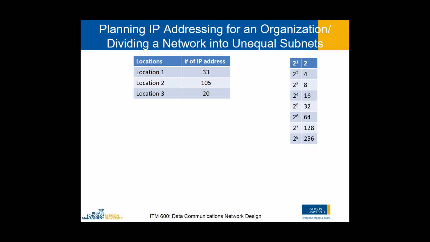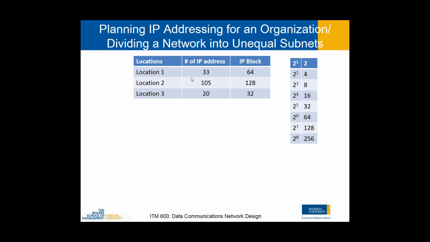The number of IP addresses in a network or subnet must be a power of 2. That means you can have a network or subnet with 2 IP addresses, or 4, or 8, or 16, or 32, or 64, or 128, or 256. Look at the requirements of the 3 different locations. The first location needs 33 IP addresses, but the number of IP addresses in a network must be a power of 2. So to meet the requirement of 33 IP addresses, we have to use a 64 IP address block for location 1. For location 2, we need at least 105 IP addresses, so we have to use a 128 IP address block. For location 3, we need 20 IP addresses, so the block has to be a 32 IP address block.